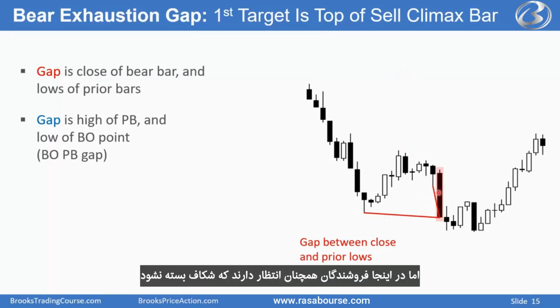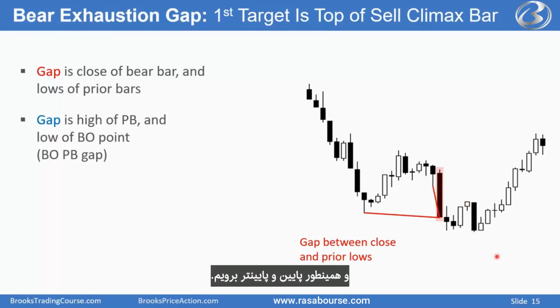The bears are still hoping that we are going to keep the gap open and that we just go lower and lower. The bulls obviously won.